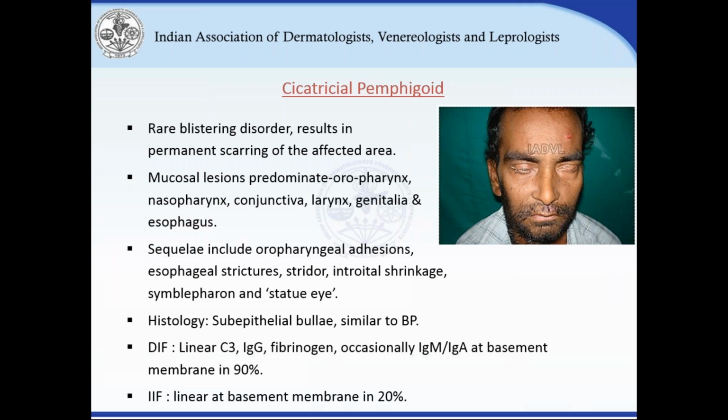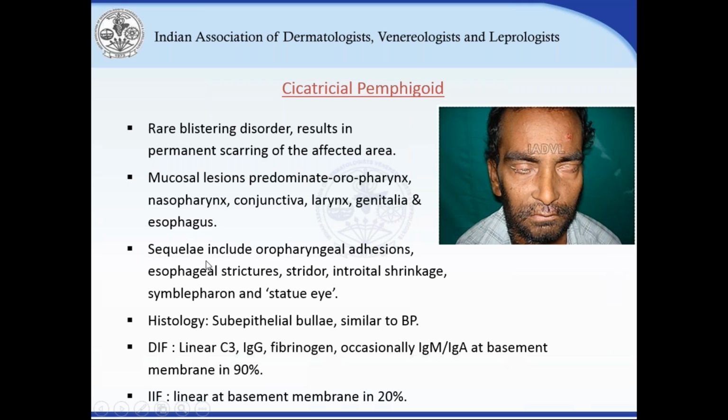Cicatricial pemphigoid has many variants, but remember that the most common variant involves the oral cavity and the eyes. Because this is a subepidermal lesion, there is C3, IgG, fibrinogen, and occasional IgM and IgA, with autoantibodies against BPA, the bullous pemphigoid antigen, but involving predominantly these mucosae, that is, the eye and mouth.